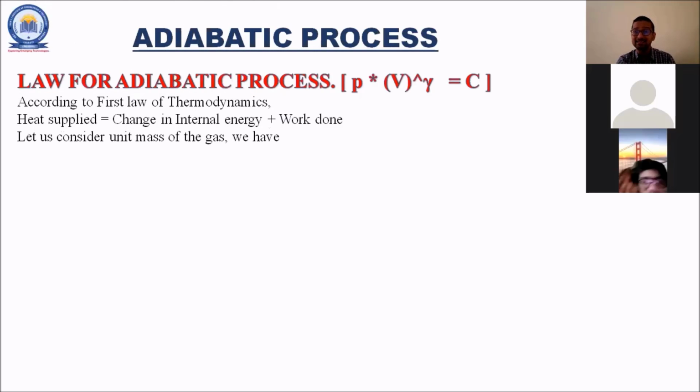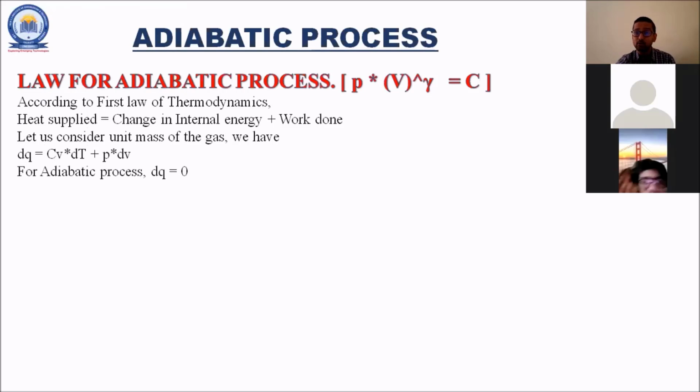So now if we are considering the unit mass of the gas, then the first law of thermodynamics can be written in this manner, that is dq is equal to Cv dT plus P into dV. Remember friends, here q is small because we are considering specific value. Also P is small and volume is also written in small letters. Change in internal energy, we already know, is Cv dT, and work done is P dV.